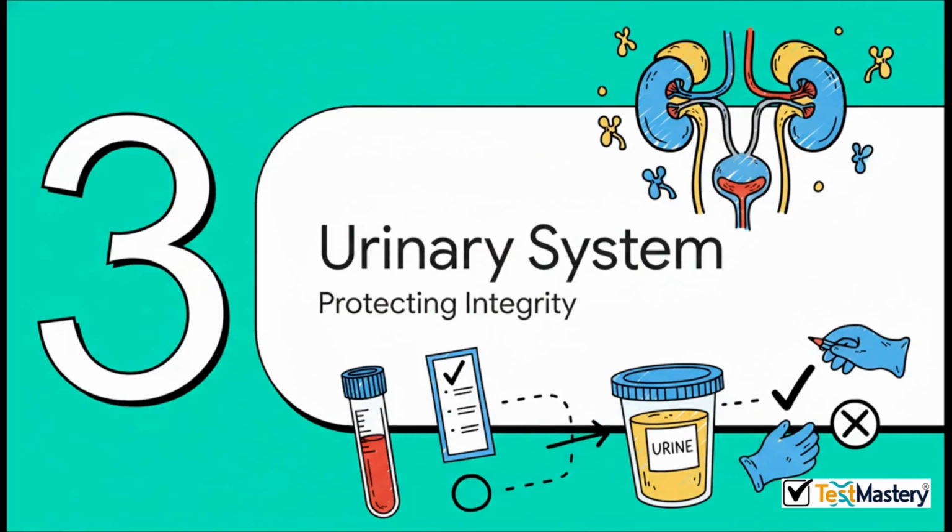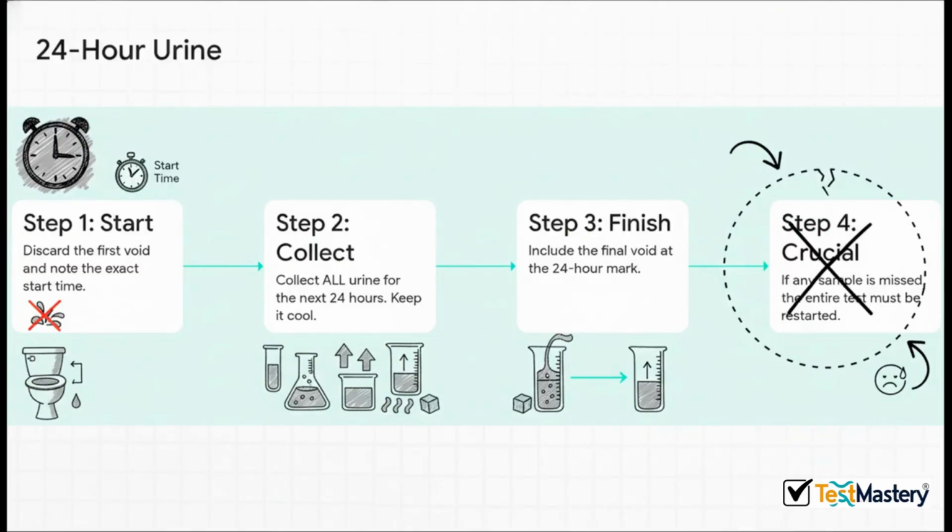It's the difference between an accurate result and a worthless one. The 24-hour urine collection is a procedure where your instructions are absolutely paramount. The whole process starts when the patient empties their bladder and gets rid of that first sample. That's what starts the clock. From that moment on, every single drop for the next 24 hours has to go into that container. If even one sample is missed, the whole test is invalid and you have to start all over again.